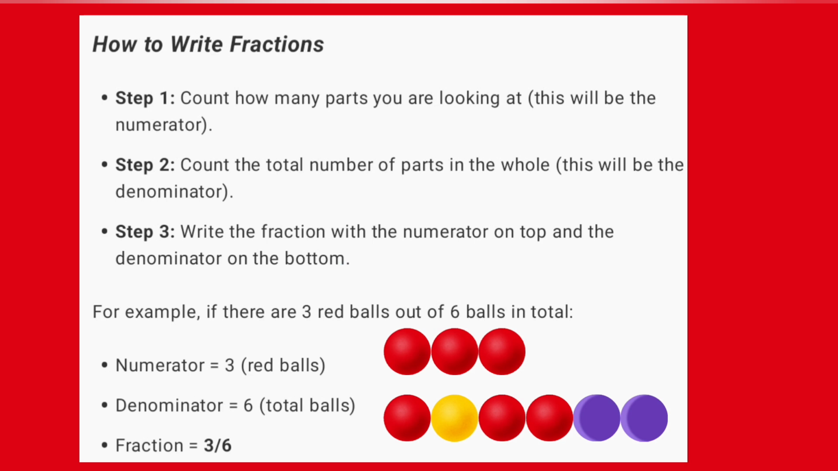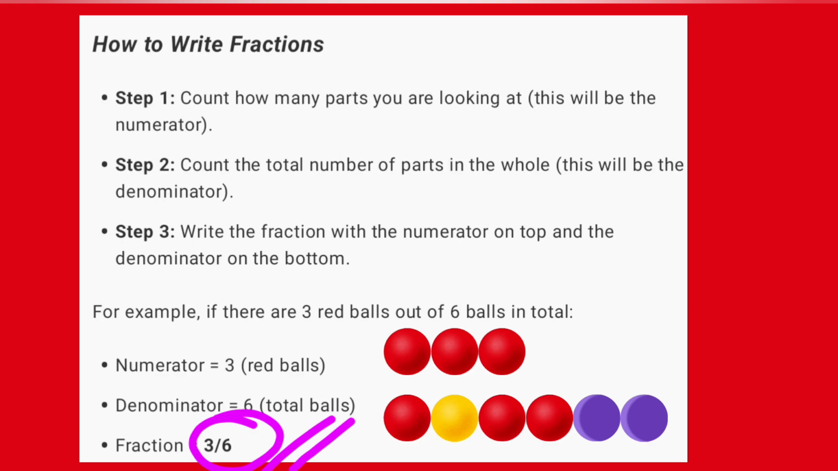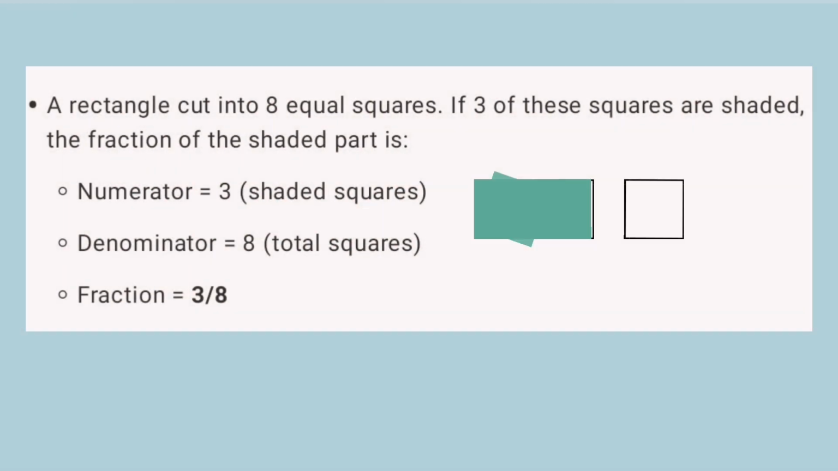If there are 3 red balls out of 6 balls in total, then write down the fraction of red balls. So numerator is equal to red balls, that is 3, and denominator is equal to total balls, which is equal to 6. So the fraction is 3 bar 6. Let's move on to the next example.